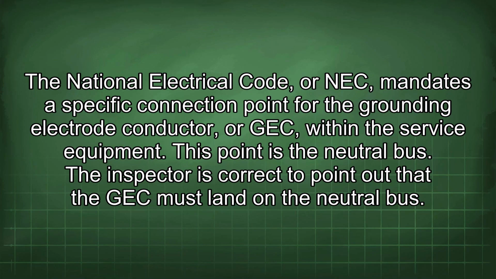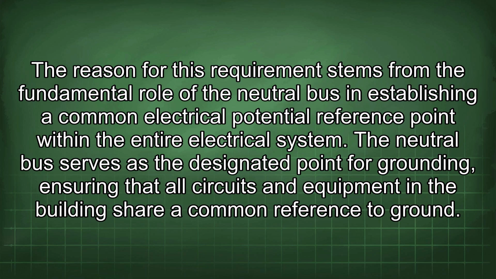The National Electrical Code, or NEC, mandates a specific connection point for the grounding electrode conductor, or GEC, within the service equipment. This point is the neutral bus. The inspector is correct to point out that the GEC must land on the neutral bus. The reason for this requirement stems from the fundamental role of the neutral bus in establishing a common electrical potential reference point within the entire electrical system.